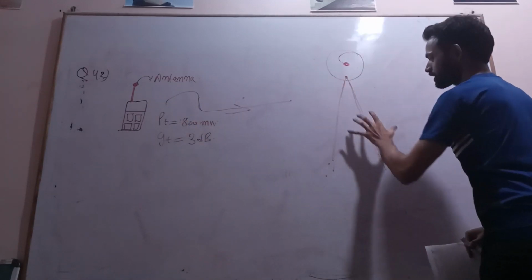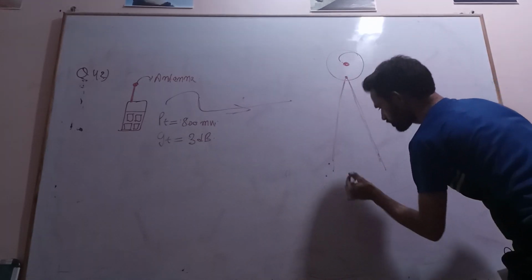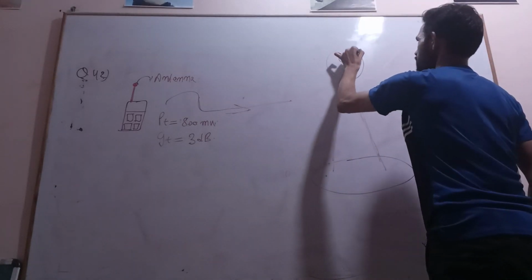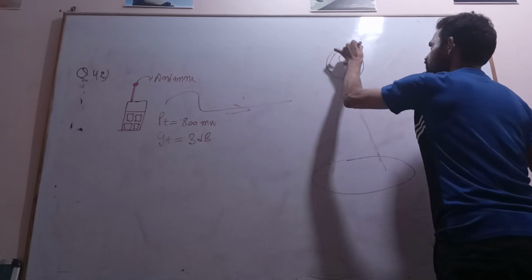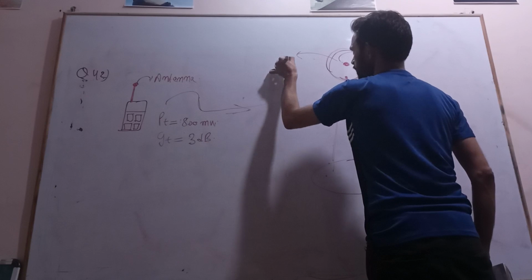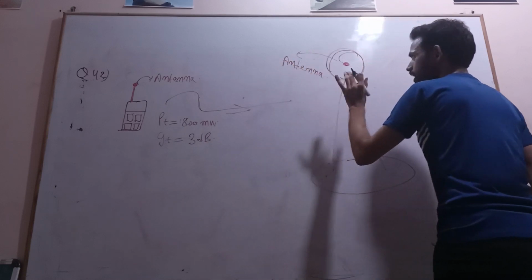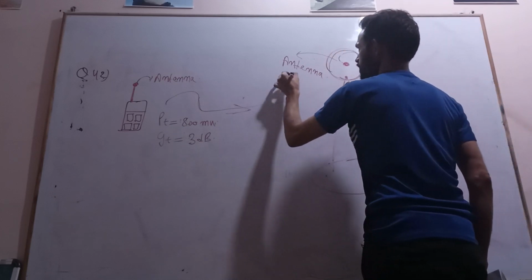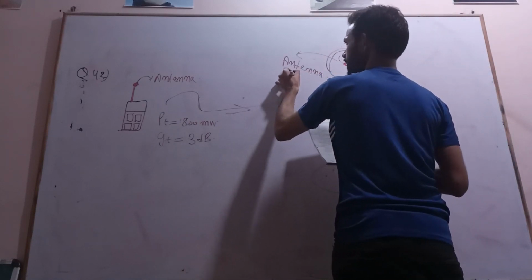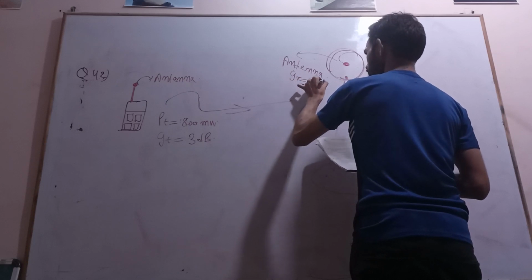And this is my base station. As you know very well, the base station is nothing but the technical name of the cell phone tower. This base station has an antenna, and this antenna has a gain. This is the receiving antenna. The gain is how much? 10 dB.